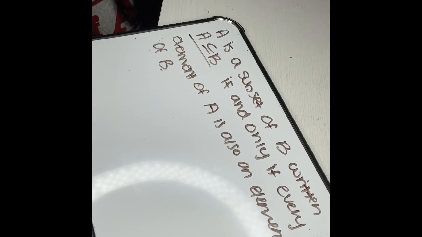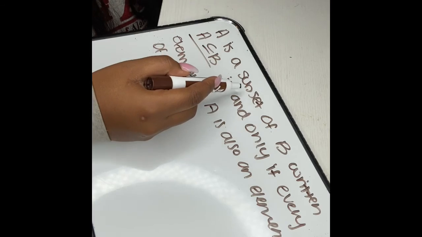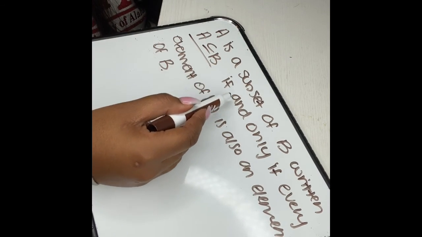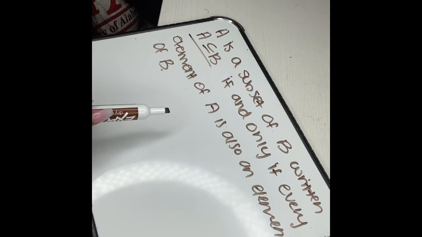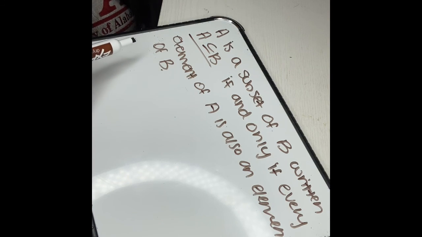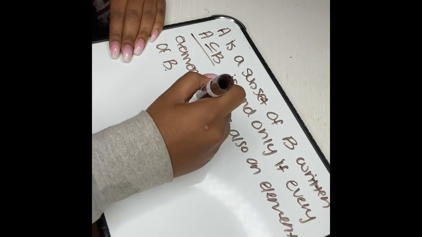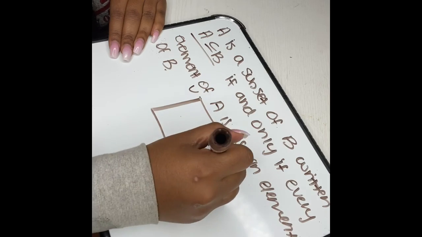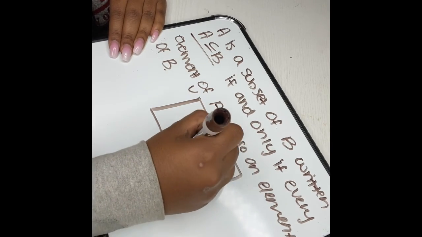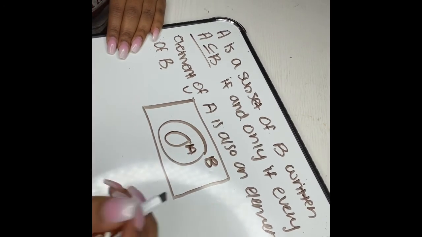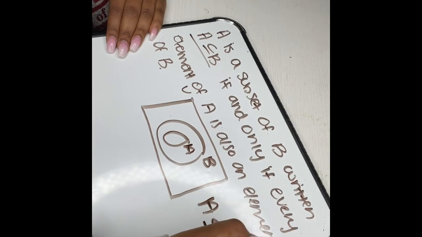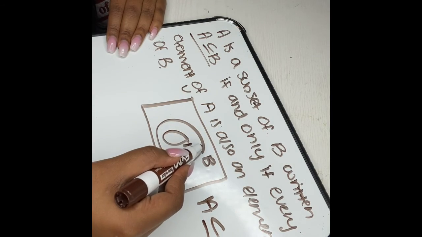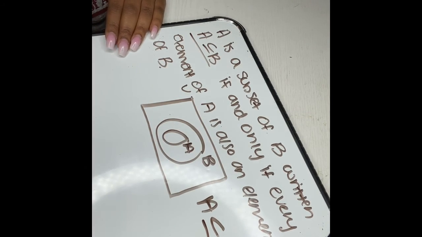So now we talk about the subset. A is a subset of B, written A subset B, if and only if every element of A is also an element of B. You can draw that out like this, having this circle be B and this circle be A. That is how you do A subset B, because every element of A has to be an element of B. Therefore, A will be inside of B.